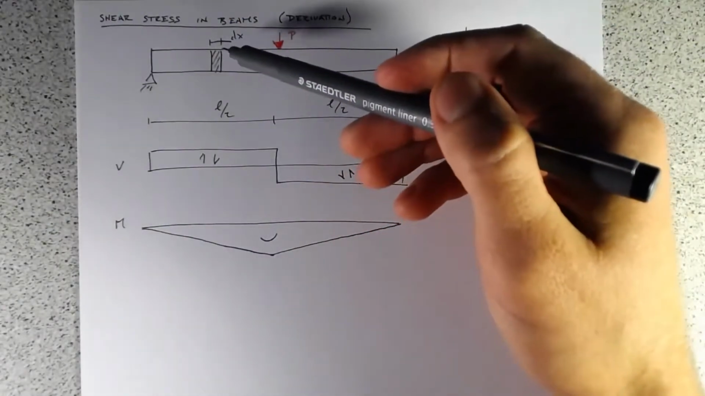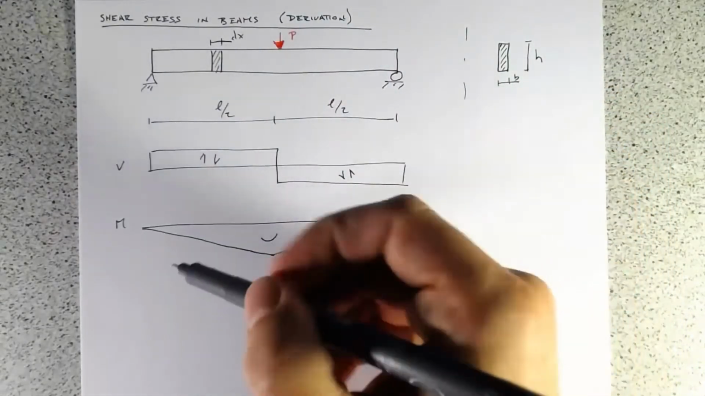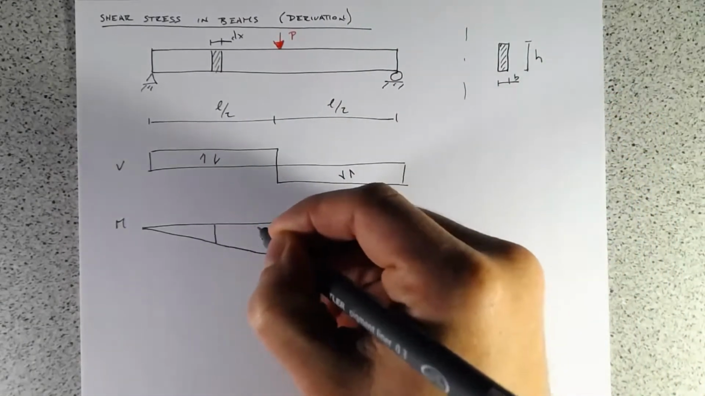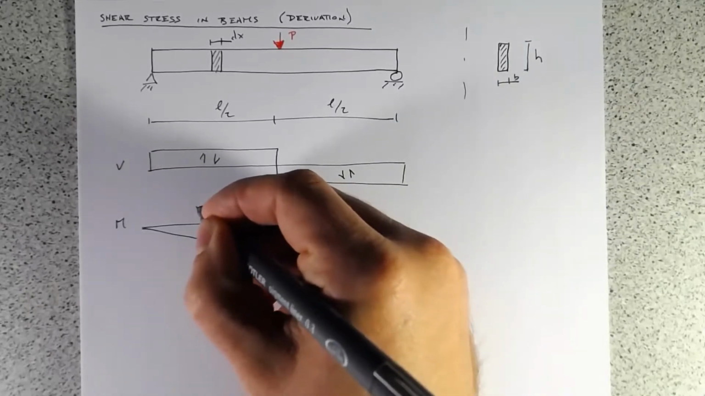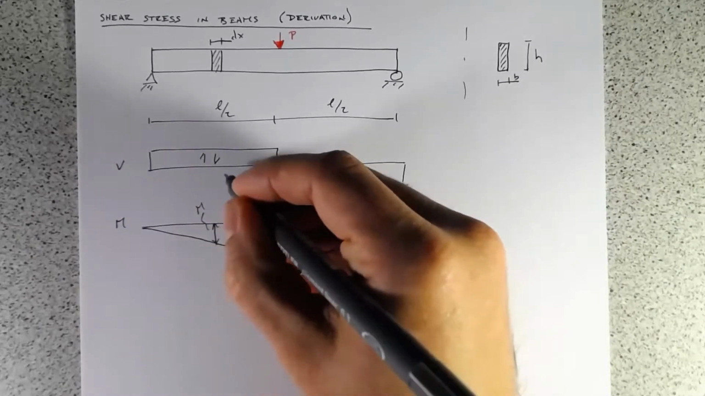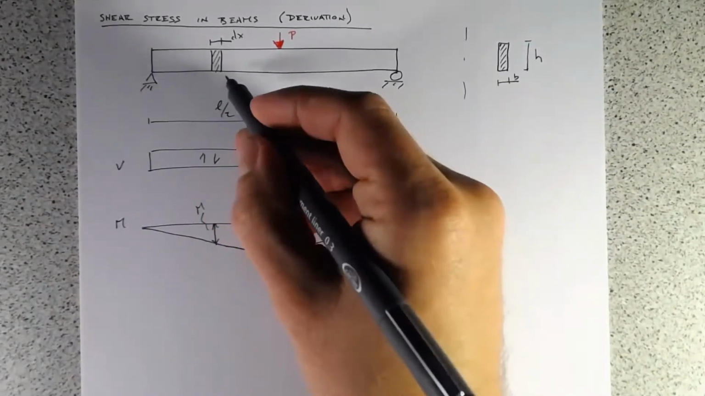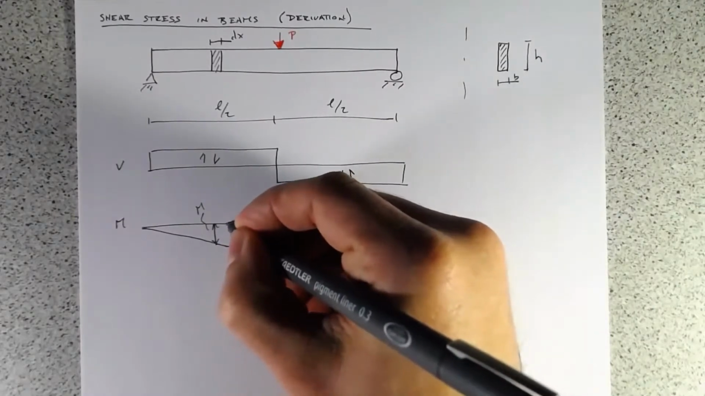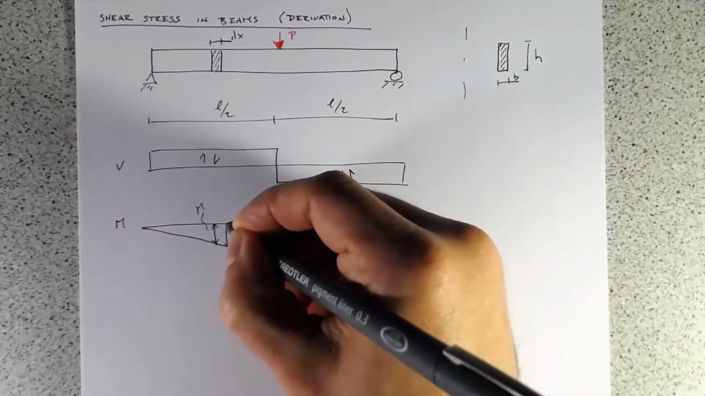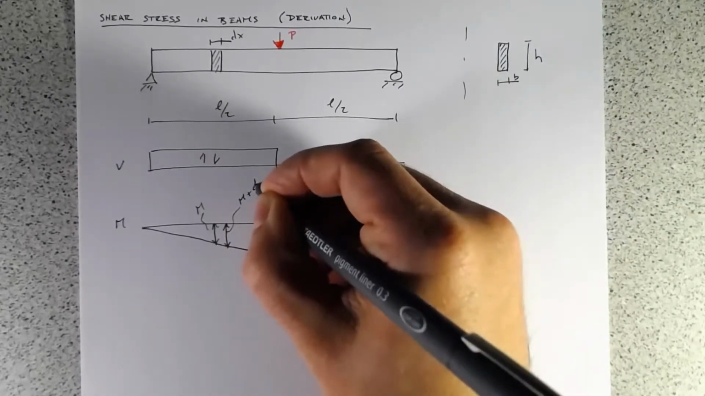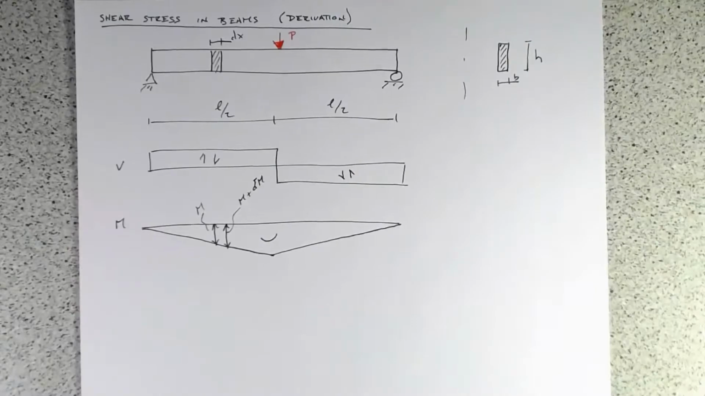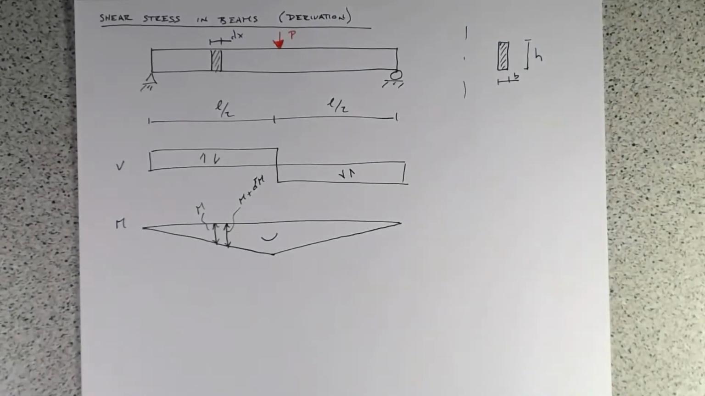And so if we follow this down onto our bending moment diagram, on one side we will have the moment M applied there, and then at the other side it's going to have the value M plus a little delta M, and so that makes sense. A shear is going to be a change in bending moment with respect to distance.